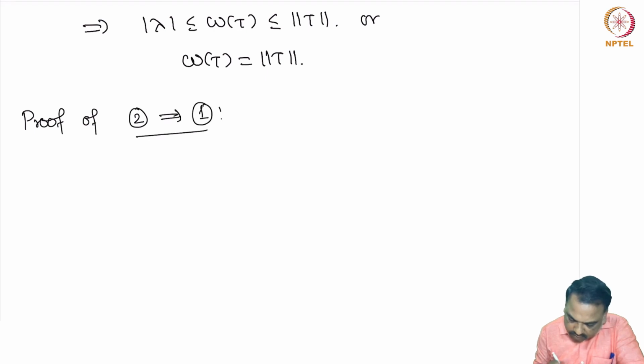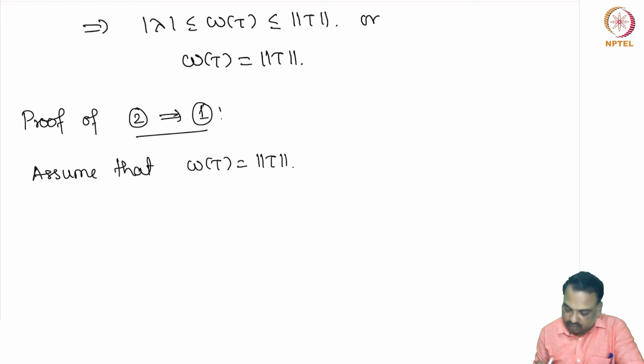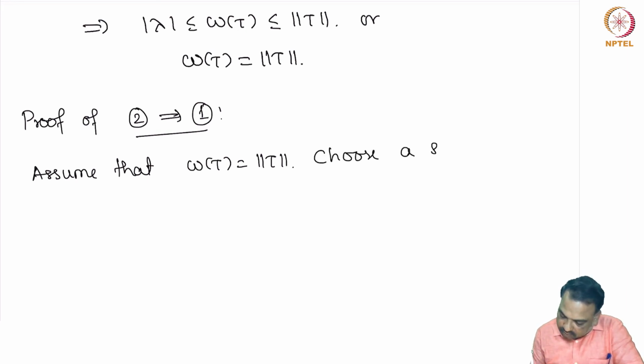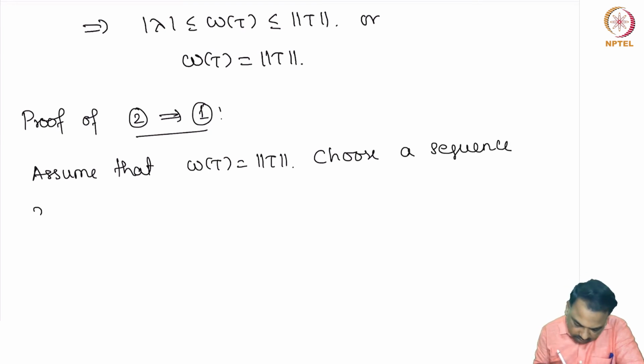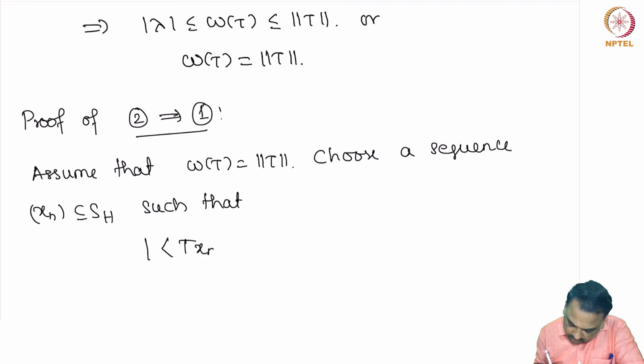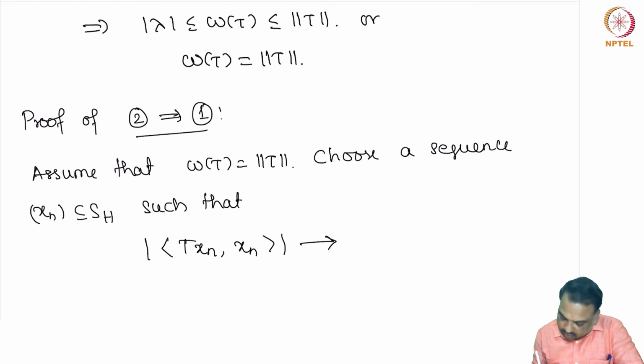Proof of 2 implies 1. So assume that numerical radius of T is exactly norm of T. By the definition of numerical radius, it is supremum of modulus of inner product ⟨Tx, x⟩, x coming from the unit sphere of H. So we can choose a sequence xn from the unit sphere of H such that modulus of inner product ⟨Txn, xn⟩ converges to numerical radius, or norm of T.